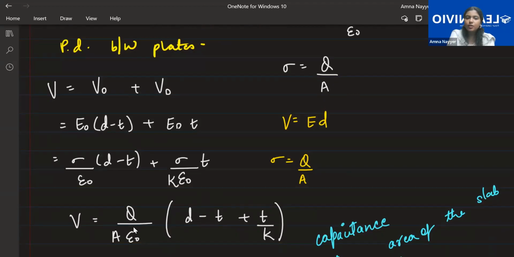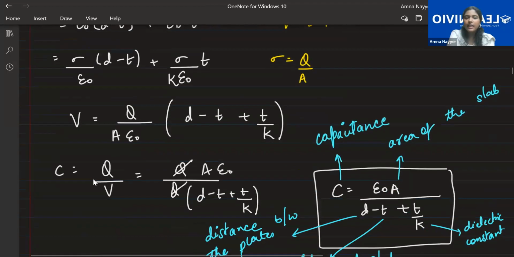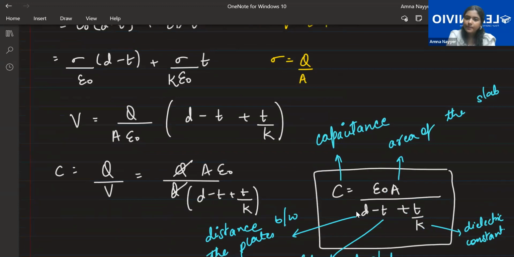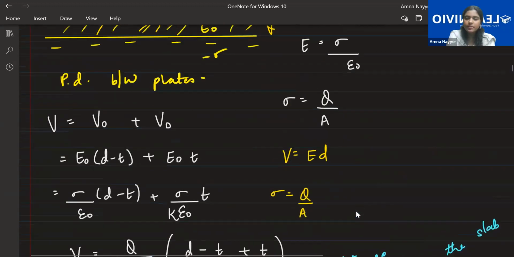So potential is Q by A epsilon naught when you take it out, putting sigma as Q by A. What will be left is d minus t from here, and t by K from here. That's all. Put it in C equals Q by V and you get the formula. Okay. Anything you want to ask from this? Is it clear?